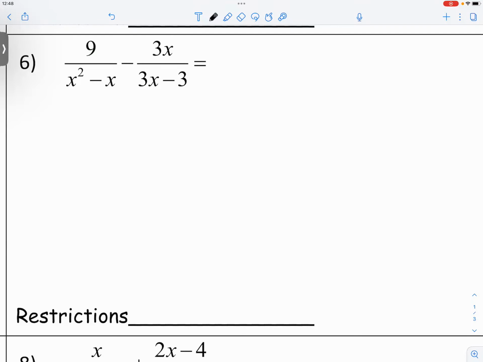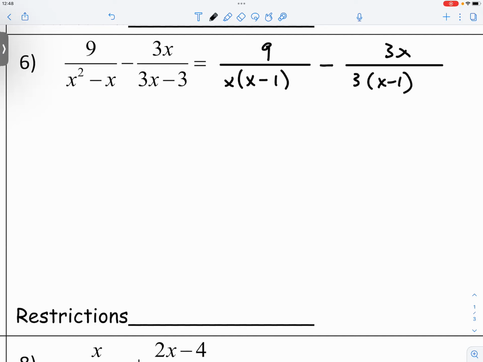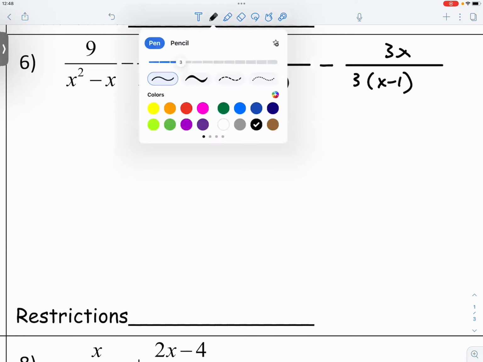All right, number 6. I've got two fractions, and they do not have the same denominator. What I would do is first factor something out in the denominator. For the first fraction, I can do this. For the second fraction, I can do this. So they both have x minus 1, which is great.